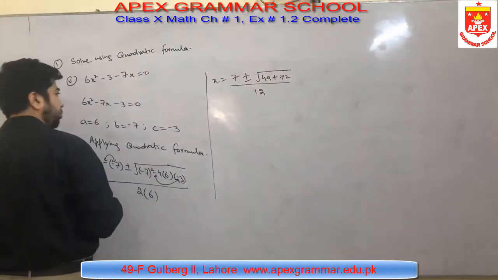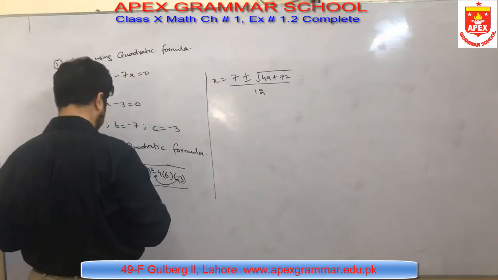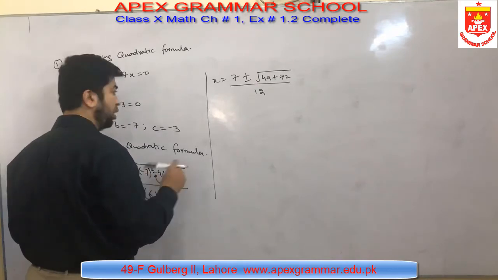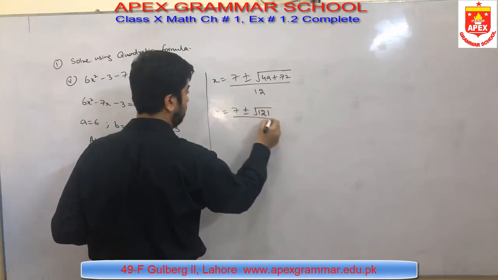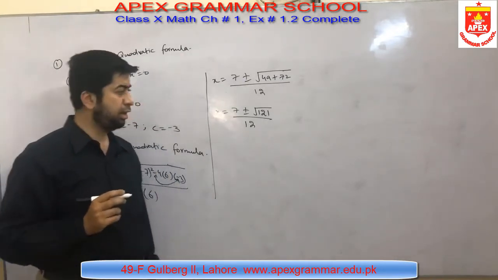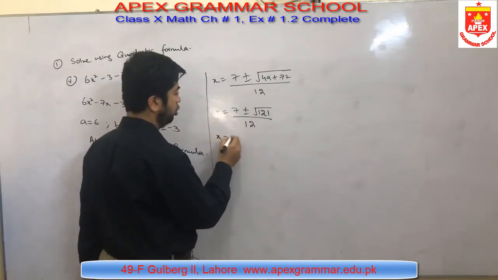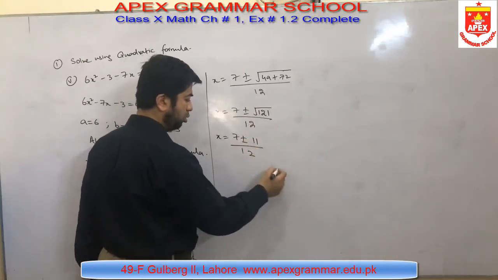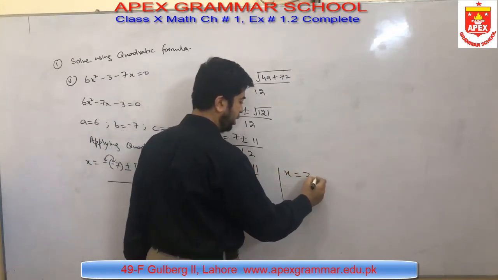Now add it. 72 plus 49, this is 121, divided by 12. So we can solve it further. Yes, we can solve it further. x is equal to 7 plus minus. You know that the square root of 121 is 11, over 12. So now you can separate it: one is for positive, one is for negative.